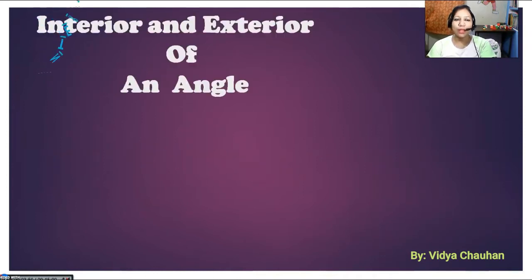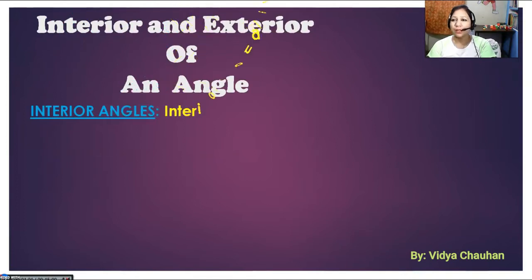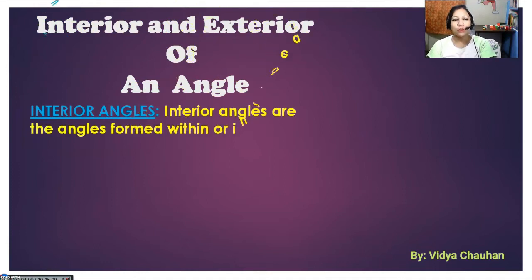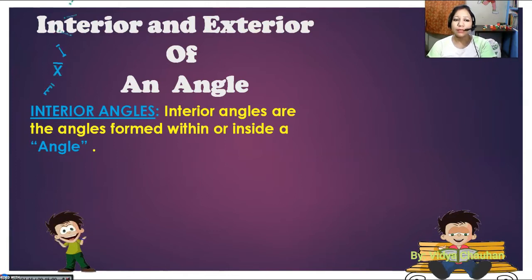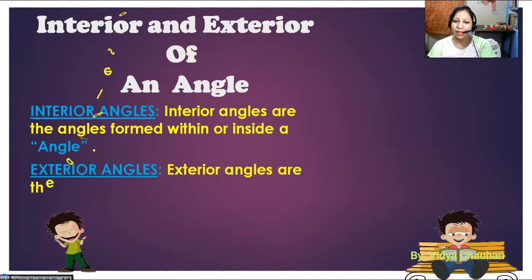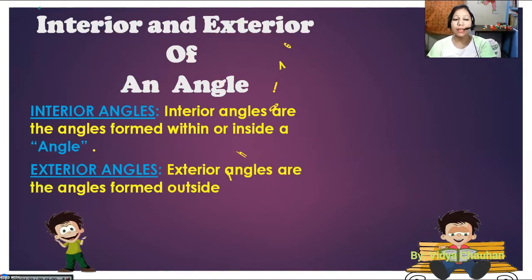Moving forward, the next topic is interior and exterior of an angle. So what are the interior and exterior of an angle? The interior part of an angle: interior angles are the angles formed within or inside an angle. At the same time, exterior angles are the angles formed outside the given angle.